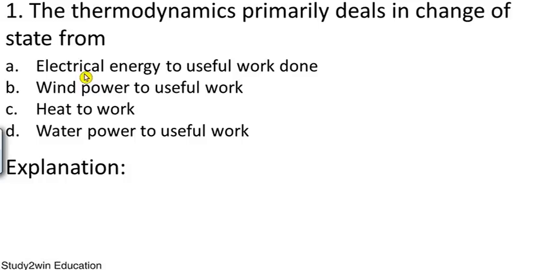Thermodynamics is the study of heat, that we know. The options are electrical energy to useful work, wind power to useful work, heat to work, and water power to useful work. So thermodynamics deals with the change of heat to work, because we know the first law of thermodynamics, that is Q is equal to W plus E. Here itself we come to know that heat is converted to work plus internal energy. So thermodynamics is mainly dealing with heat to work. Option C is the correct one.